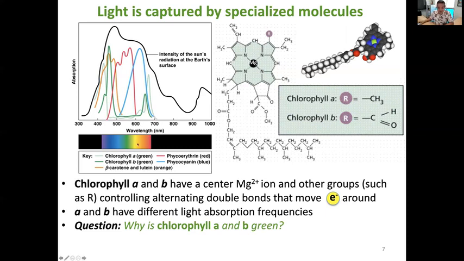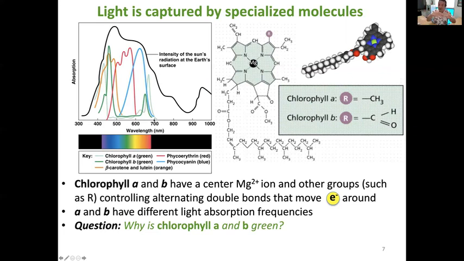This little rainbow pattern down here reminds us that these different wavelengths of light in this range, 400 to 700, represent the visible spectrum of light. Wavelengths in this range are what we see as the different colors. So why are chlorophyll A and B green? Why are green leaves green? Because look, they absorb all the wavelengths that are below 500. So they absorb the purples and the blues, and they can absorb the yellows, oranges, and reds.